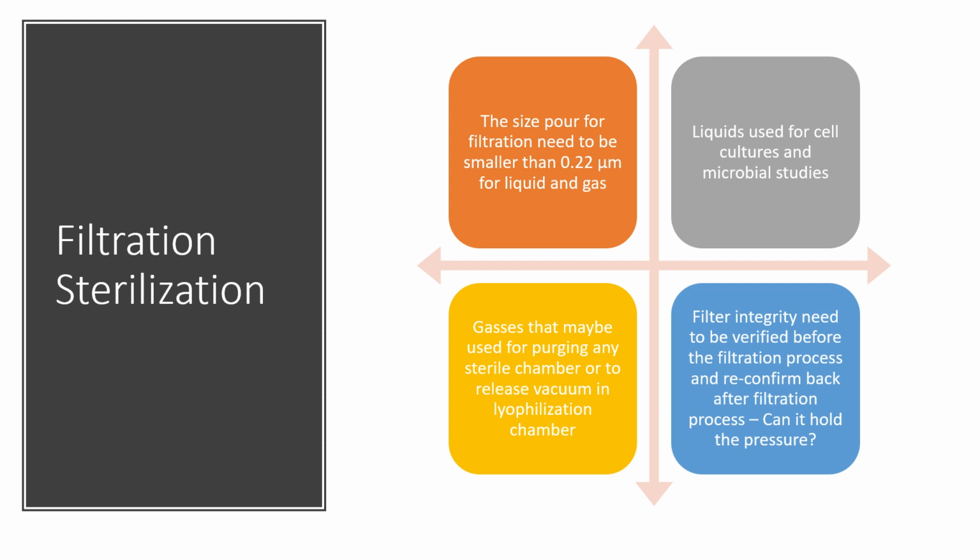Moreover, filtration sterilization extends its utility to gases, which may be used to purge sterile chambers or release vacuum in lyophilization chambers. By filtering out any potential contaminants, it ensures the sterility of the environment, crucial for maintaining product quality and safety. However, the effectiveness of filtration sterilization relies heavily on the integrity of the filters themselves. Before initiating the filtration process, it is essential to verify the integrity of the filters to ensure they can withstand the pressure and effectively trap microorganisms. Additionally, it's crucial to reconfirm the integrity of the filters after the filtration process to guarantee their continued effectiveness.